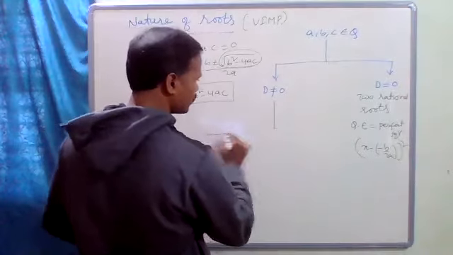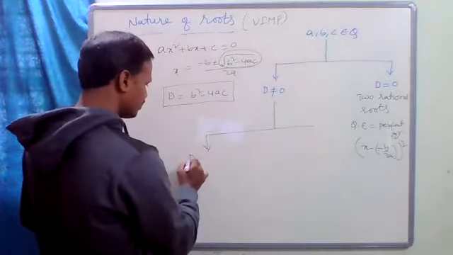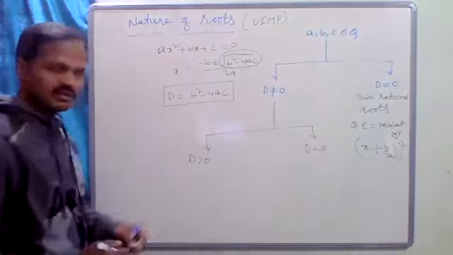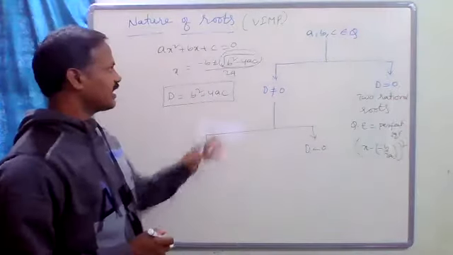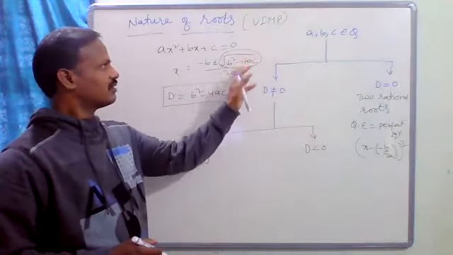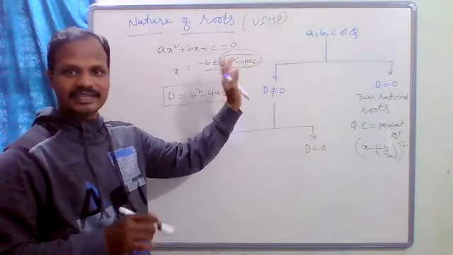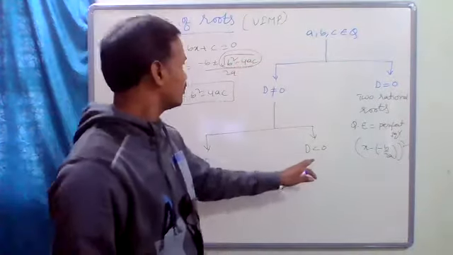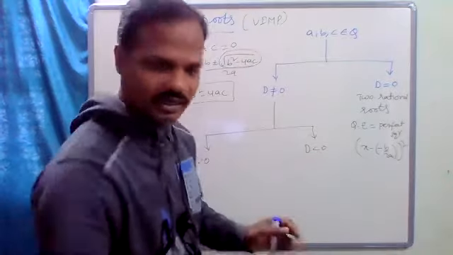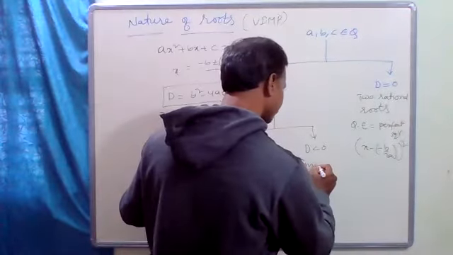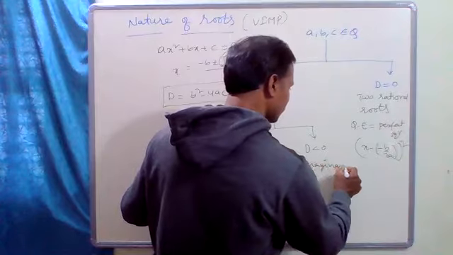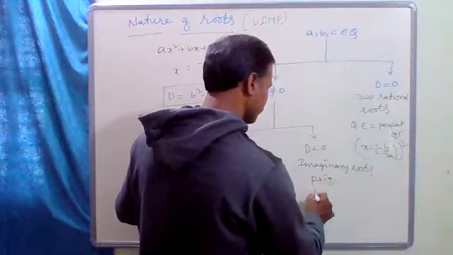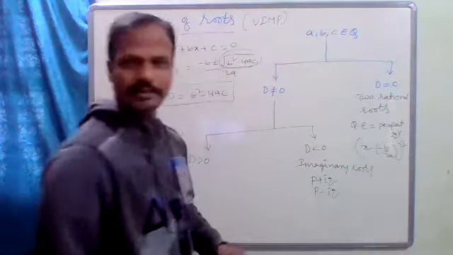D not equal to 0 means again two cases: D greater than 0 and D less than 0. If D is less than 0, the roots are complex, that is imaginary roots, and they are conjugate pairs, p plus iq and p minus iq.